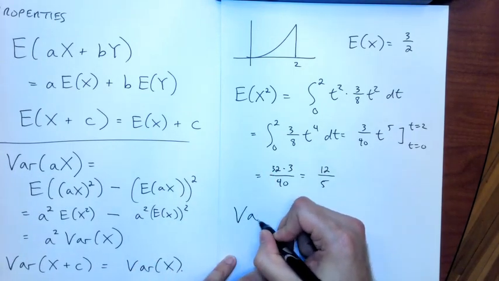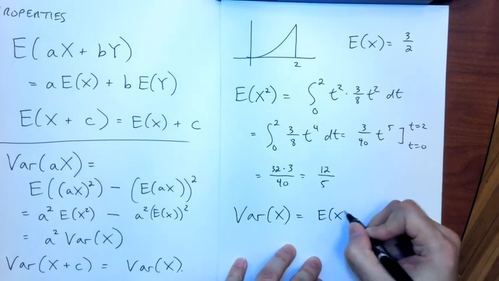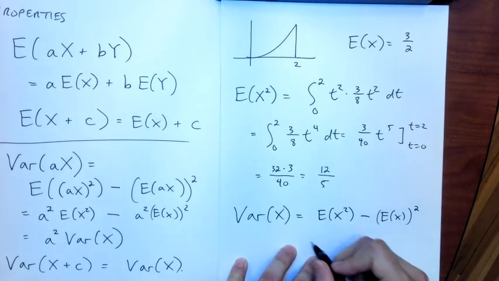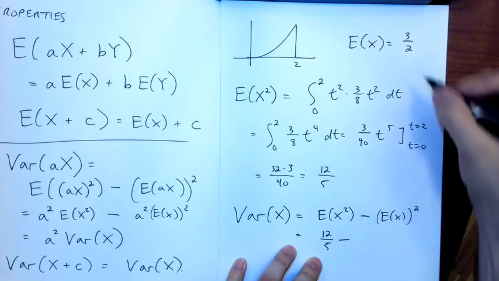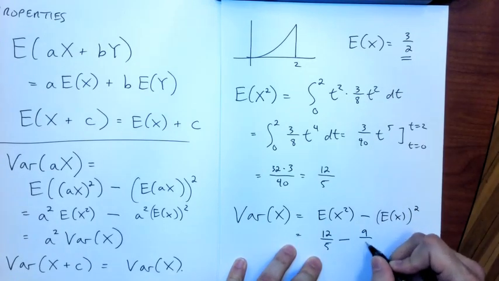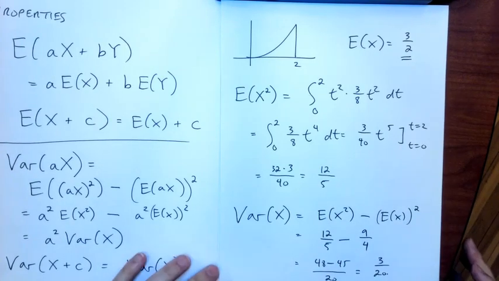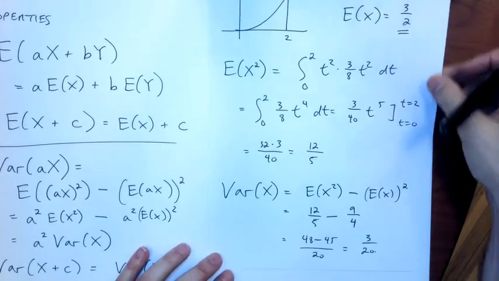And so the variance of this random variable is E of x squared minus E of x, squared. So I get 12 over 5 minus, this thing squared is 9 over 4, which is 48 minus 45 over 20, which is 3 over 20. So, not too bad, hopefully. Move this up a little bit.